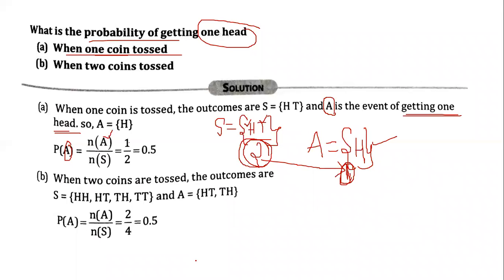When you toss a coin, what is the possible answer that you will get? You can get either a head or a tail. So head is one answer, tail is another answer. So there are two total outcomes. Out of two total outcomes, I want only one as the result, that is head. So 1 by 2 is nothing but 0.5. So there is around 50% probability of getting head when you toss one coin.